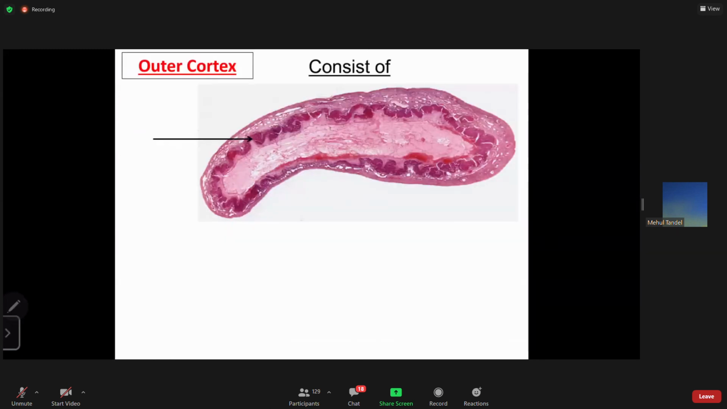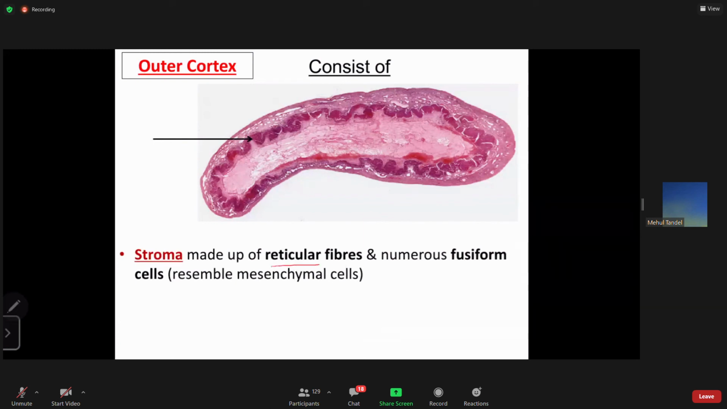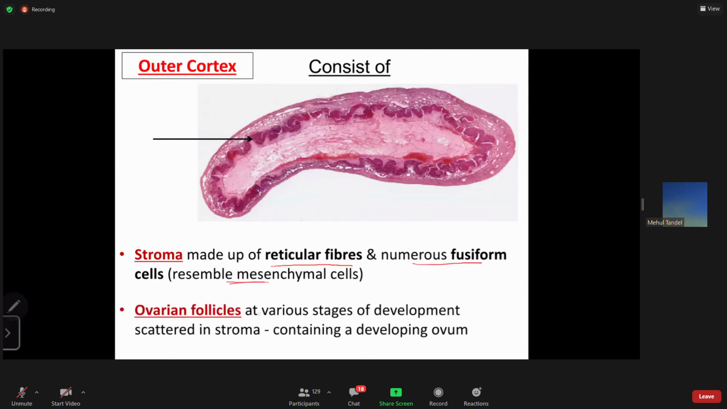Okay, cortex में क्या होगा? One is a stroma made up of reticular fibers and numerous fusiform cells that resemble the mesenchymal cells, and ovarian follicles at the various stages of development containing developing ova. Okay. So this is present in the cortex. Cortex में दो structures होंगे, stroma plus ovarian follicles.